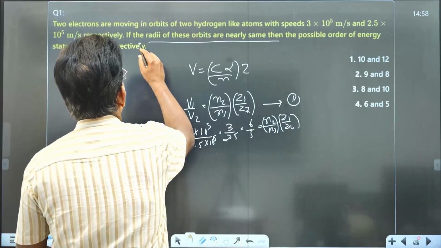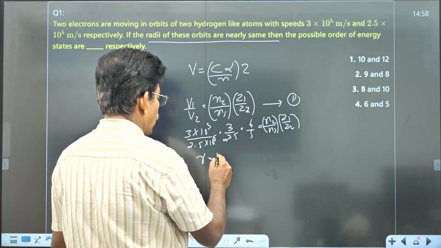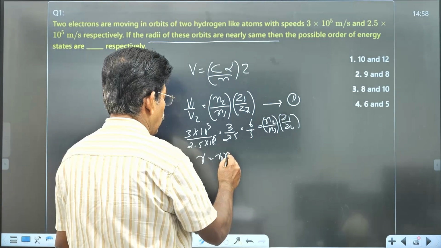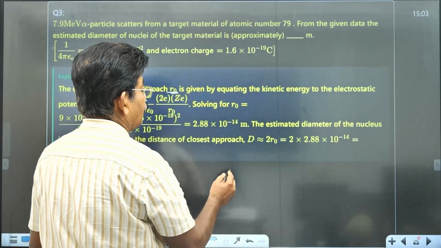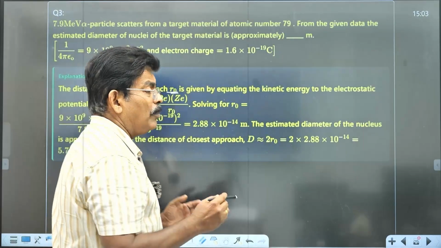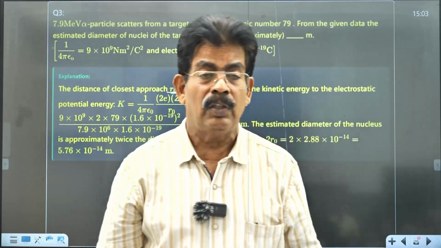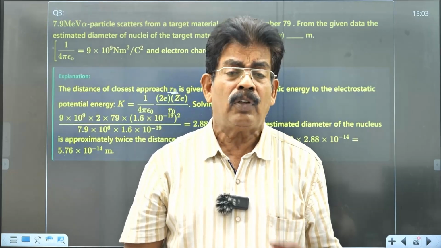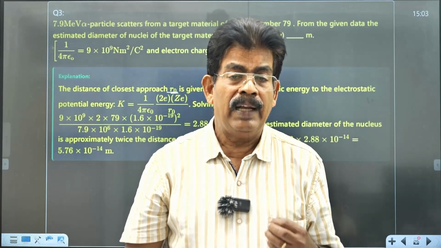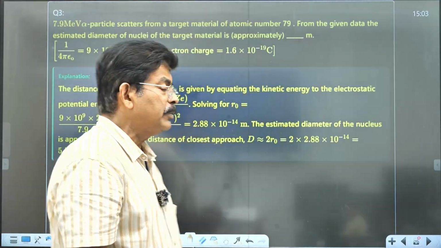Both of them, the radii of the orbits are nearly same. And the radius formula is what? R0 n square by Z. Kinetic energy of the alpha particle: at the distance of closest approach, the alpha particle stops for a moment and then retraces. It is reaching maximum closeness to the nucleus. The entire kinetic energy becomes 0.